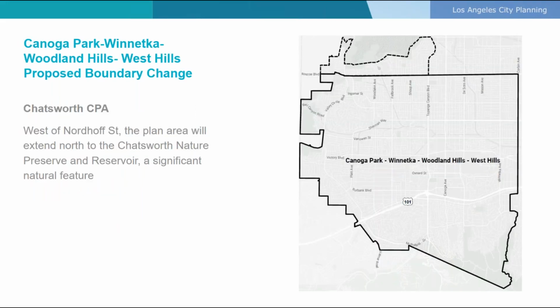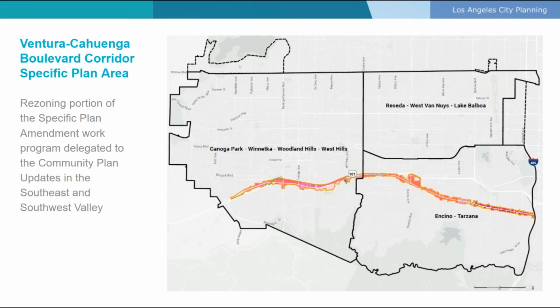The Canoga Park Winnetka Woodland Hills West Hills Community Plan area will expand its boundary to the north in what is currently the Chatsworth Community Plan area. The boundary will extend to the Chatsworth Nature Preserve and Reservoir, a significant natural feature.